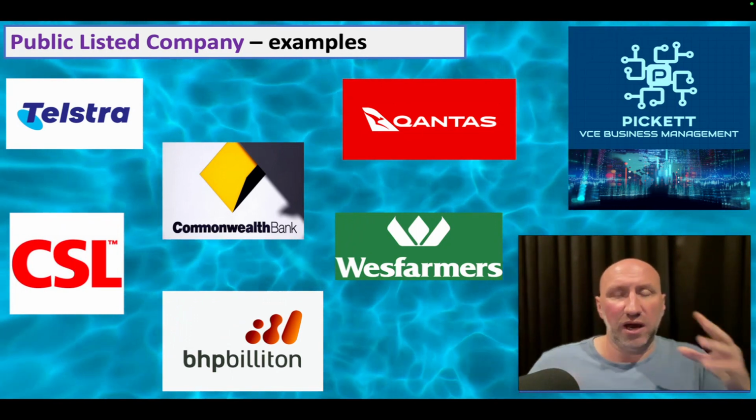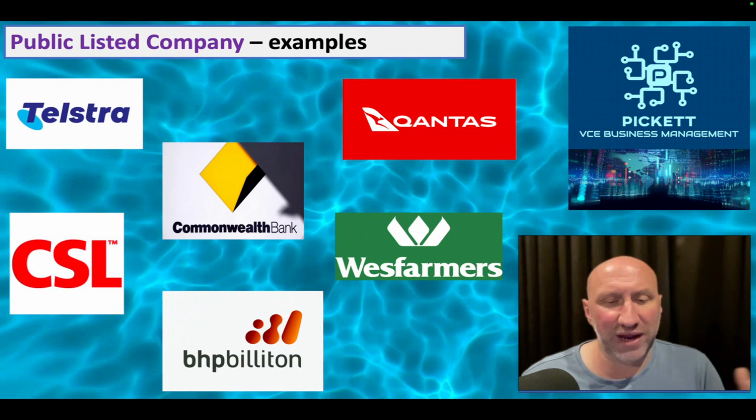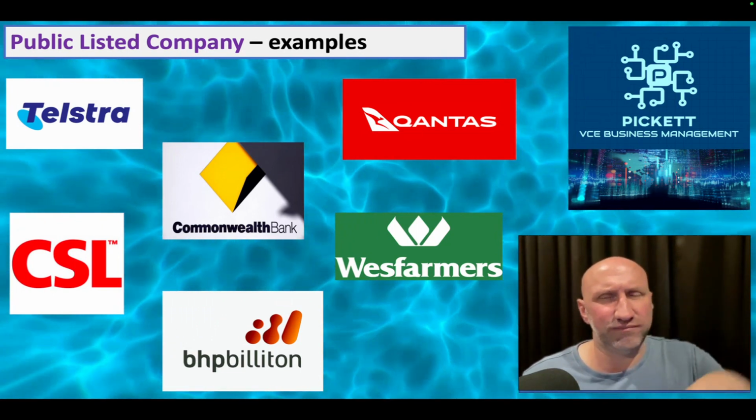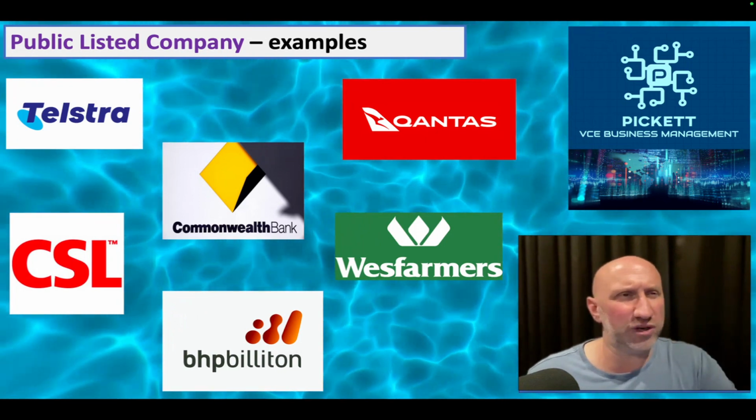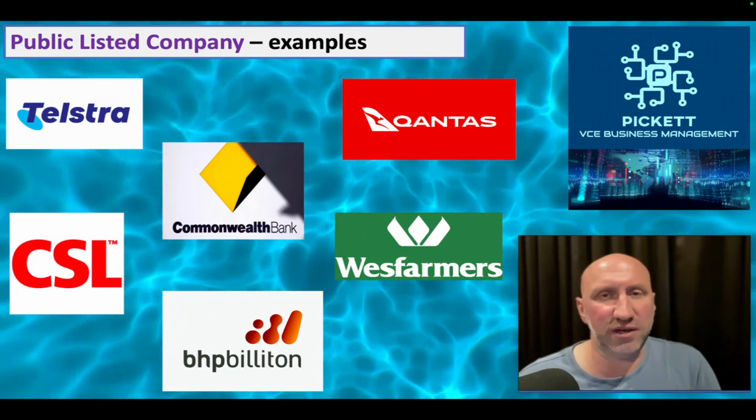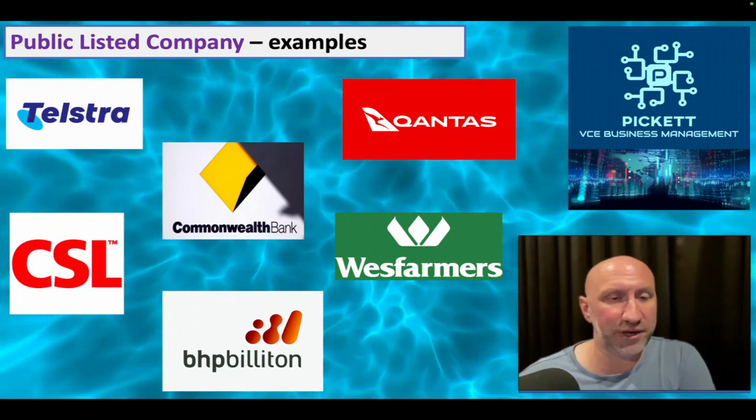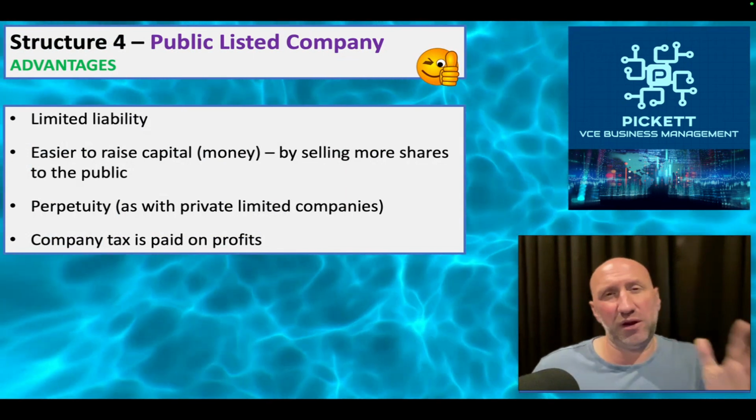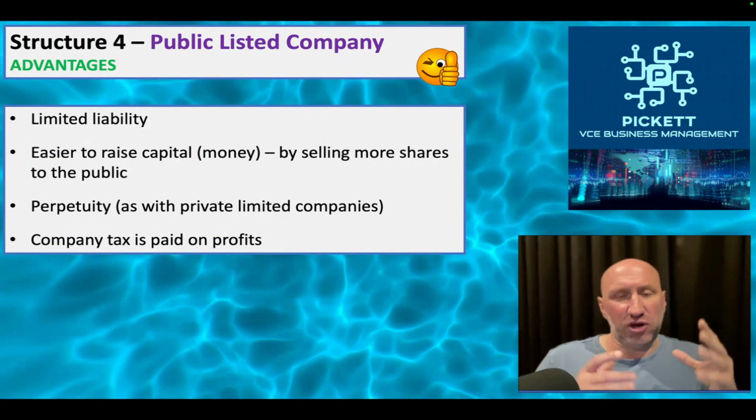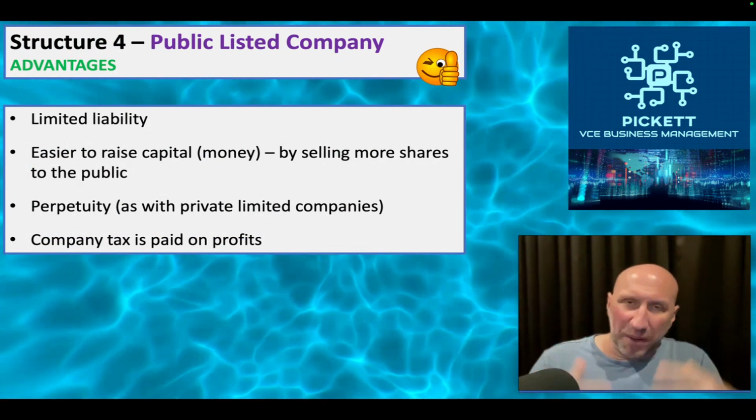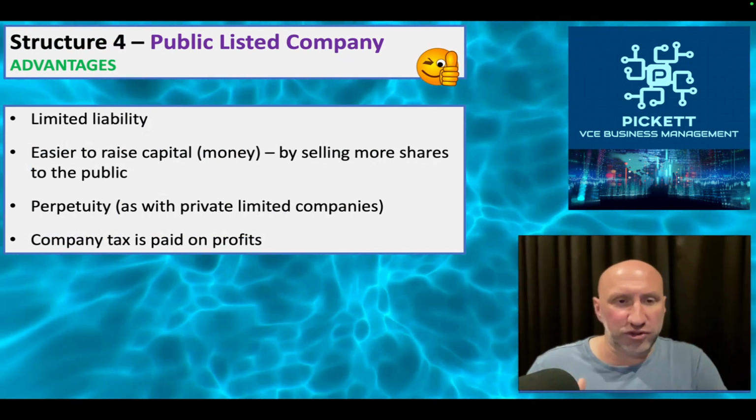Wesfarmers is actually a holding company that owns a lot of different brands. Did own Coles. I'm not sure if they actually got rid of Coles, but then Officeworks, Bunnings, a whole bunch of different brands owned by Wesfarmers. BHP Billiton, a huge mining company. Okay, some advantages of being a public listed company. Actually, one thing I will mention again, this idea that when you're starting a business, you just can't become a public listed company. Public listed companies are always huge, okay?